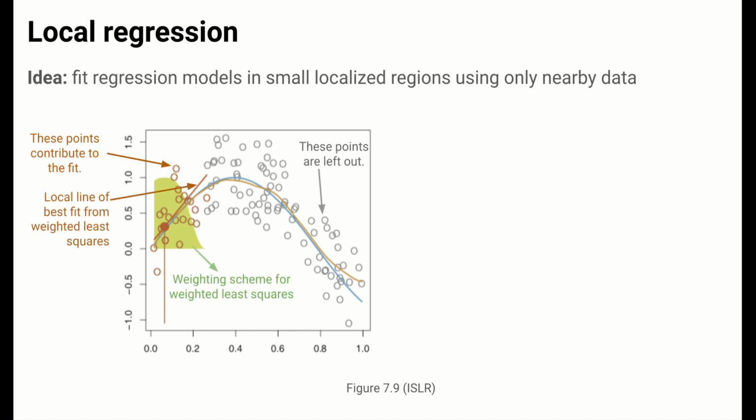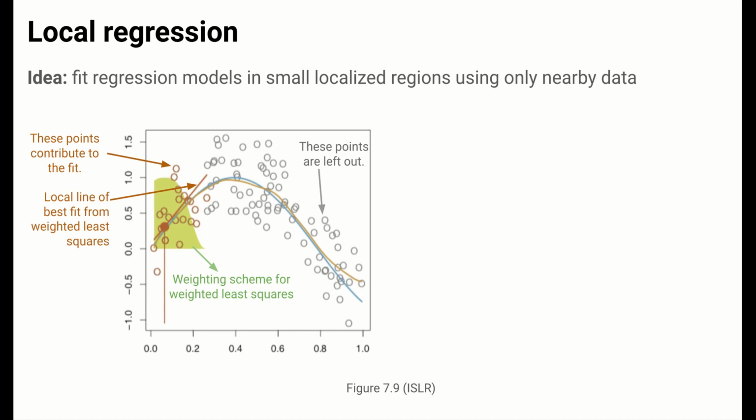The dark orange points are used to find a line of best fit in this small region. Usually, this best fitting line is found with a weighted least squares approach rather than the unweighted least squares approach used in ordinary linear regression. In the weighted least squares approach, the idea is that data points closest to the target point of x equals 0.05 should contribute more, should be weighted more, in determining the slope of the line, and points that are farther away should be weighted less.